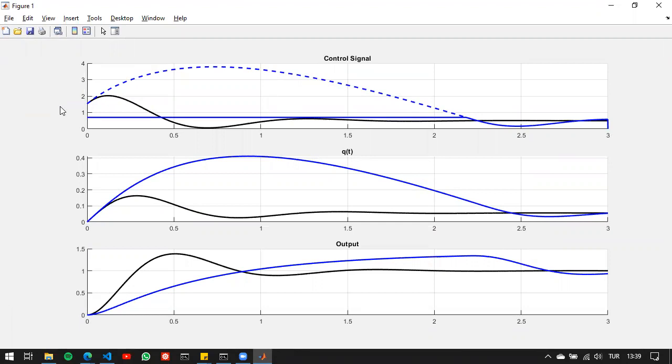Now, this phenomenon is called windup, integral windup. And the reason for that is the following. Look at the control signal here and look at our applied control signal. And by the way, you can also see that the integral of error is huge in this case.